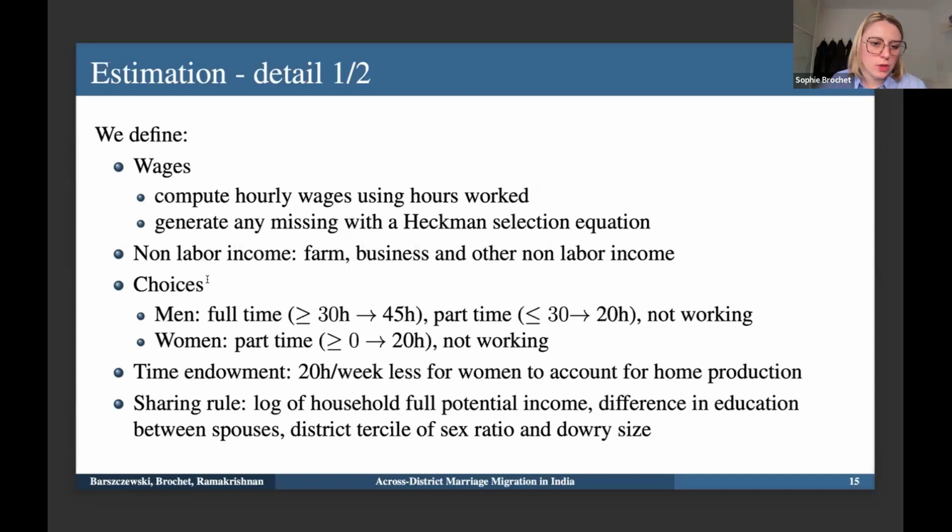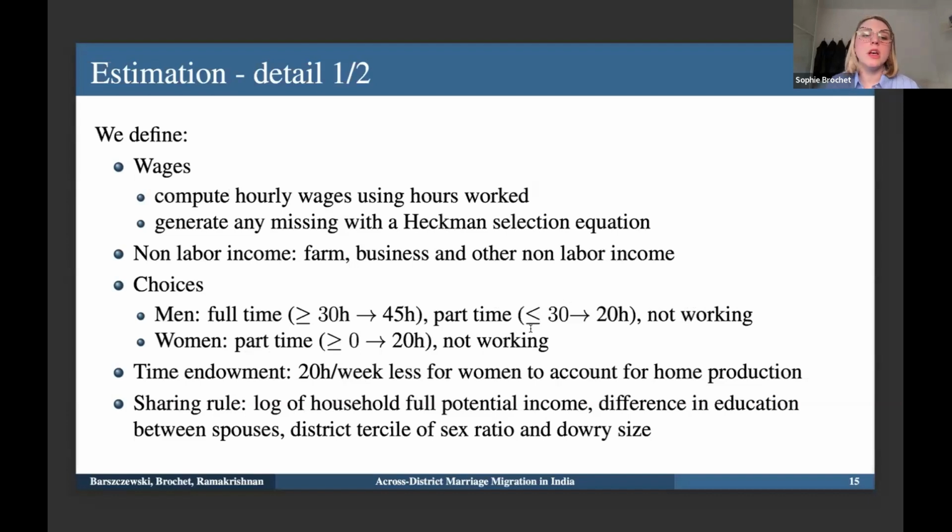Then in terms of choices, we allow men to have 3 different possibilities. One possibility is to work full-time. For all men who work more than 30 hours, we assign 45 hours of work. We also allow them to work part-time, which is for men working less than 30 hours, and we also allow not working. For women, we allow work part-time or not work. That's because in the data, this is closer to what we observed. The average hours worked of working women was around 20 hours, so that's why we set it up that way.